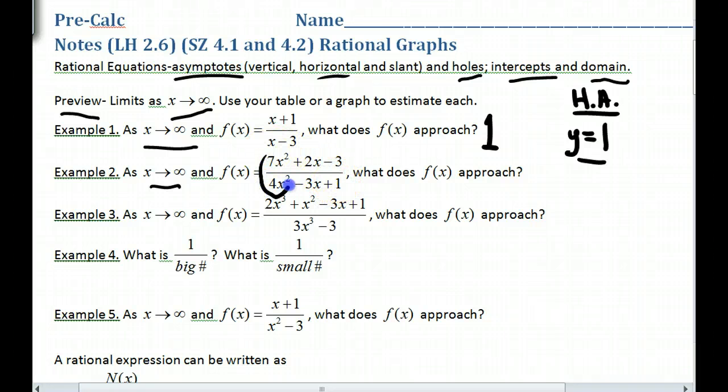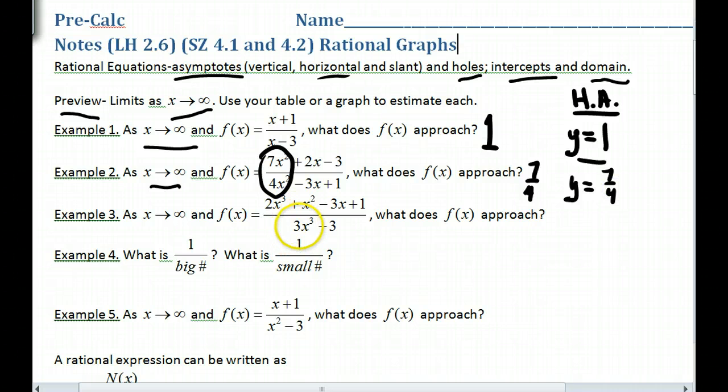So really what I'm looking at is that as long as this degree is the same, I can take the leading coefficients from both of them, and that's what I'm going to end up approaching. And I think that most of you should have gotten 1.75. I hope you did. Or 7/4, and that's what you are approaching as x goes to infinity. So if we wrote our horizontal asymptote here, it would be y equal to 7/4.